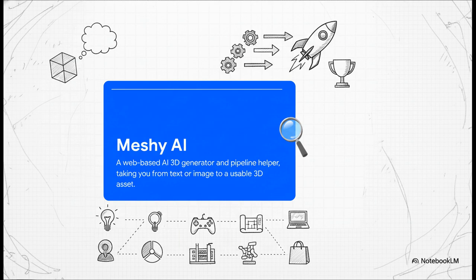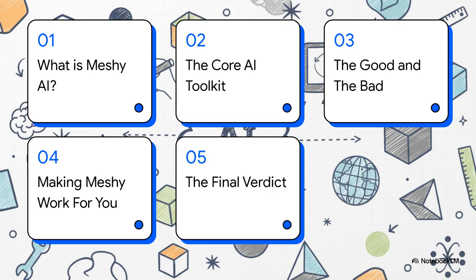See, it's not just about spitting out a model, it's about getting you started, getting something, anything, into your workflow that you can actually use, and doing it fast. So, to really get our heads around it, here's how we'll tackle this. First, we'll define what Meshy really is. Then, we'll dive into its main tools. After that, we'll get into the real talk, the good and the bad. Then, some practical tips. And we'll wrap it all up with the final verdict on who this thing is actually for.